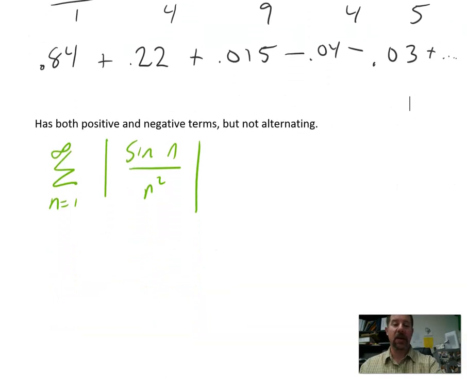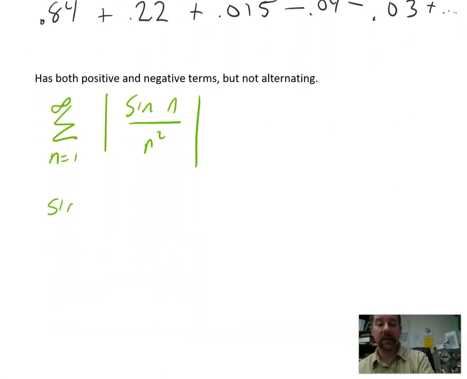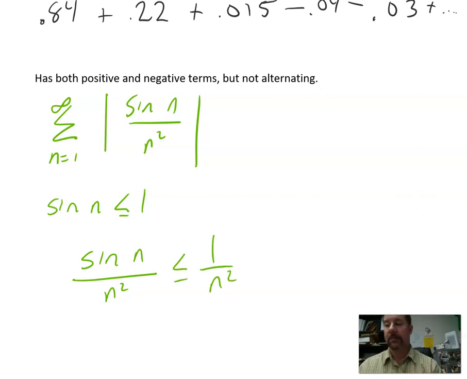In this case, we know that sine of n has to be less than or equal to 1 for all values of n, right? And then by direct comparison, I know that the absolute value of sine n over n squared is going to have to be less than or equal to 1 over n squared, for all n greater than or equal to 1. So if this is smaller than 1 over n squared, then by direct comparison, I know that it's going to have to converge.